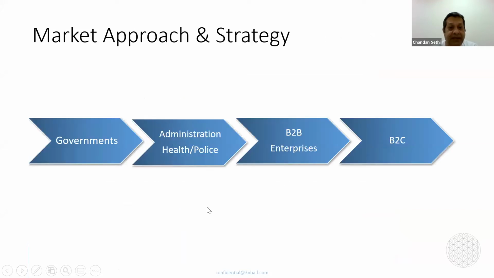So we believe the government and the administration will be the first users of these devices, and potentially B2B after that.